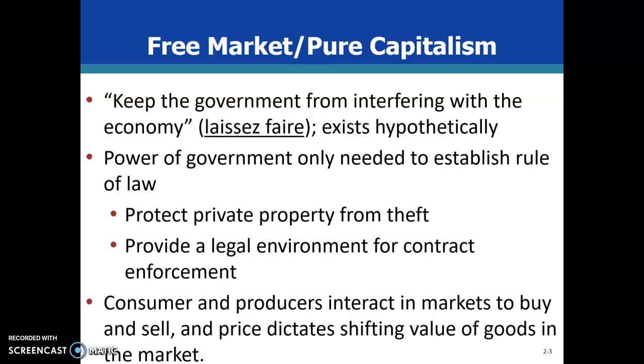In a market-based system, we suggest that consumers and producers interact in markets that buy and sell. This is very much related to the supply and demand that we've been looking at in class, and it's prices that act as signals to dictate the value of goods in the market. Consumers are always looking at prices. If prices go too high, consumers might hold back some of their purchases, and the opposite is the case for producers. As prices shift and change, we see consumers and producers interacting regarding those prices.